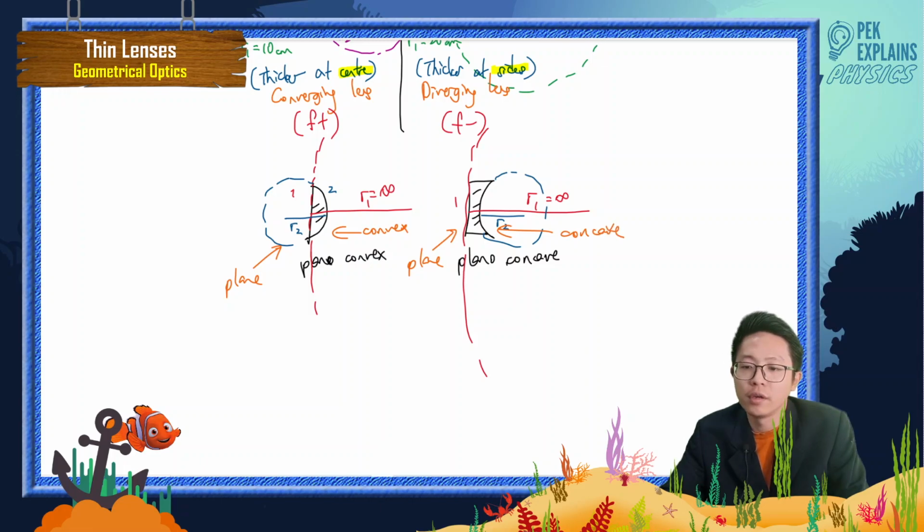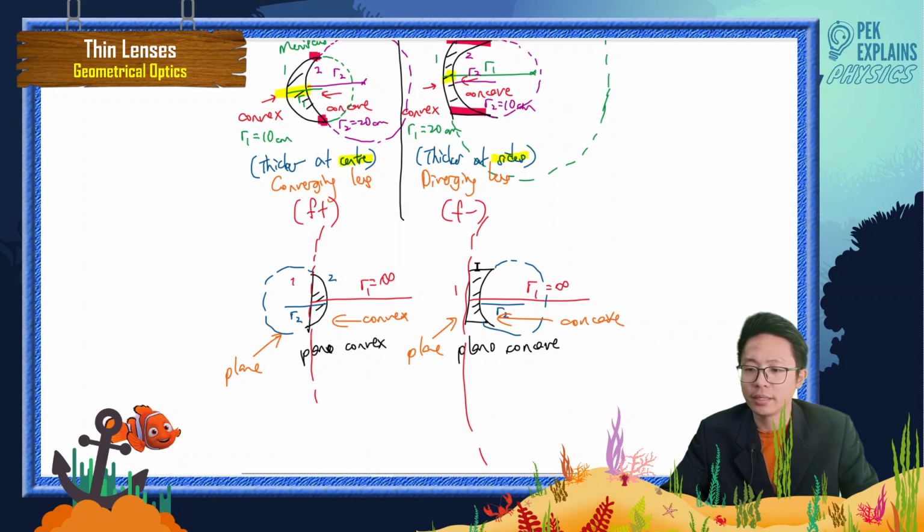Concave. That's why this one is called plano convex. This one is called plano concave. You can see here, this one is thicker at the center, this one thicker at the side. This one is also converging, this one is diverging. Okay, this one you get F positive, this one F negative. You don't believe me, you try and calculate and see.